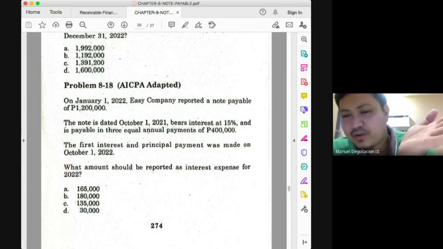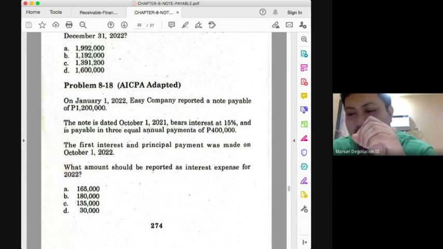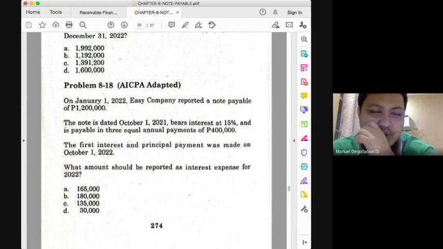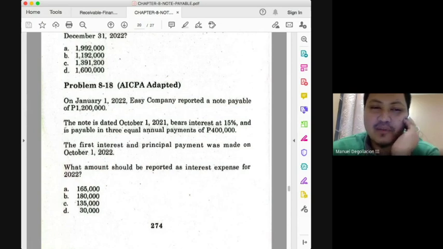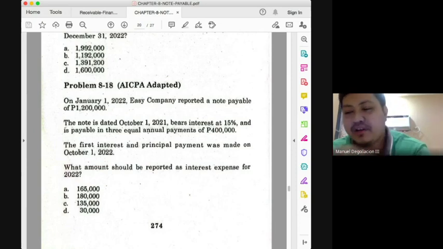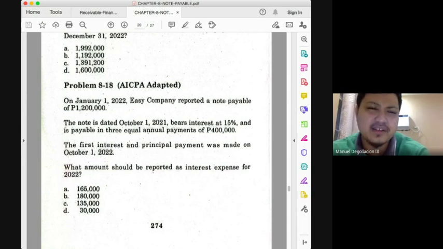Why do we not just go directly for the entire year? Because by October 1, 2022, the amount of principal that will be earning interest will no longer be 1,200,000. Why? What happened in October 1, 2022? There was a principal payment of 400,000. So that means starting October 1, 2022, the amount of principal that will be earning 15% interest will only be 800,000. Where did we get 800,000? The initial balance of 1,200,000 minus the principal payment of 400,000. And the 800,000 will be earning 15%, but for 2022, it will only be earning for the months of October, November, and December, and that is 3 over 12.